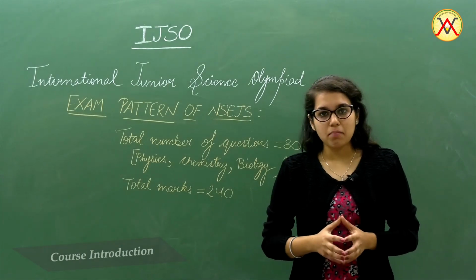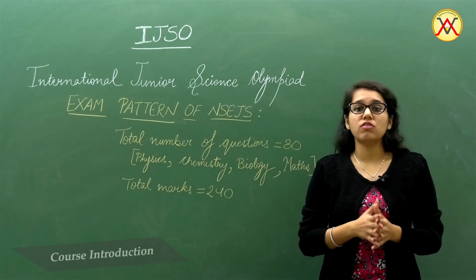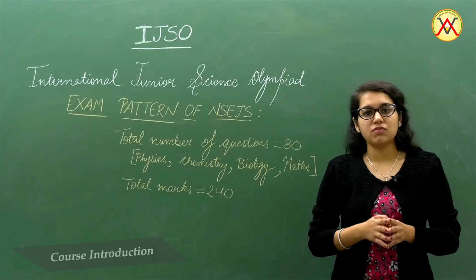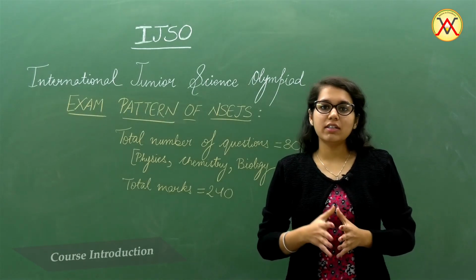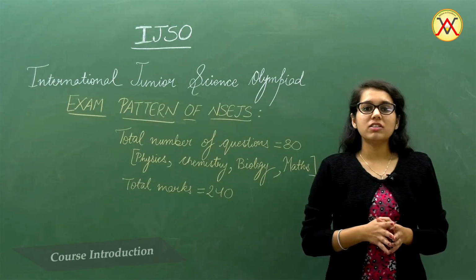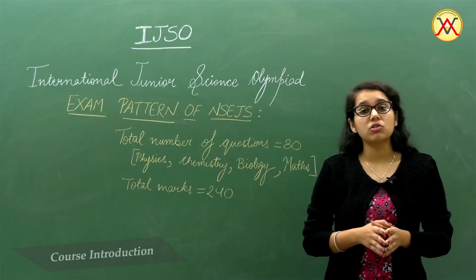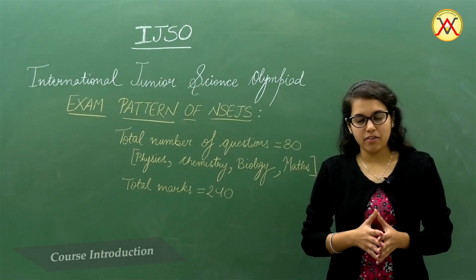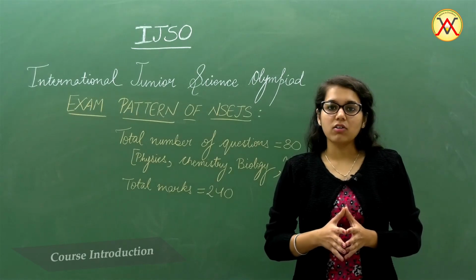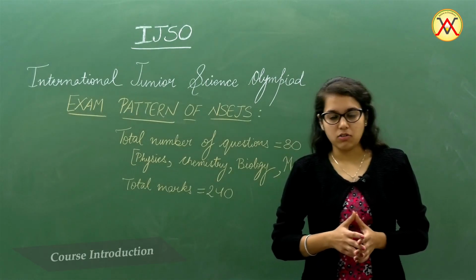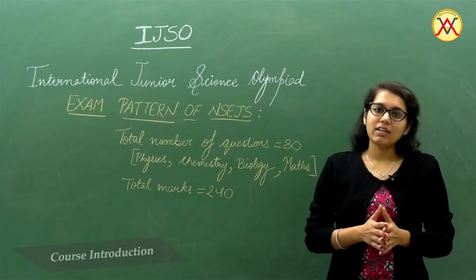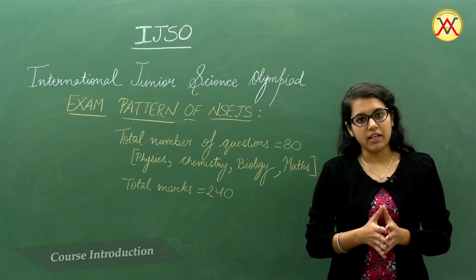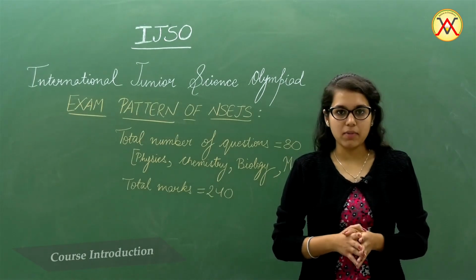Now if we move on to the exam pattern, we'll first discuss the exam pattern of the first stage, that is NSEJS. The exam consists of the complete subjects of science, that is physics, chemistry and biology, and it also covers mathematics. So the total number of questions in NSEJS is 80, and the total marks are 240. We have +3 for the right answer, and yes, there is negative marking in this exam. If you answer any question wrong, -1 will be deducted. So the total marks for this exam is 240, and the total number of questions is 80, in which we are covering physics, chemistry, biology and mathematics.